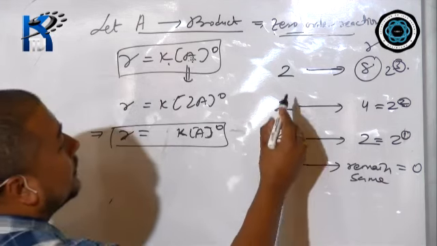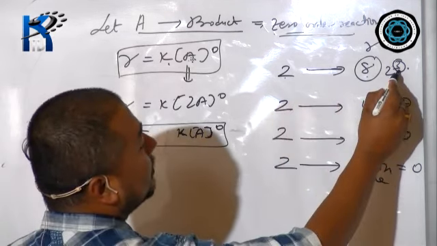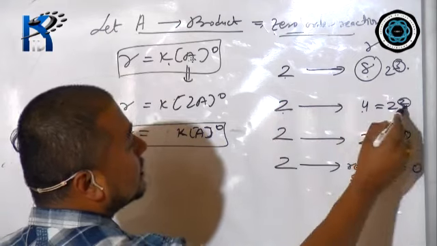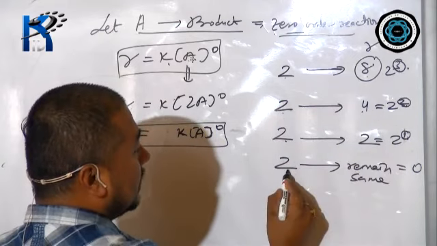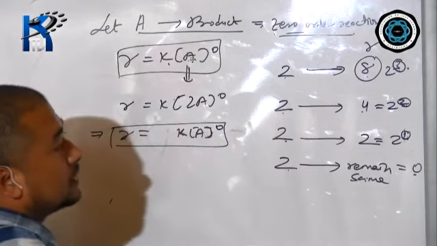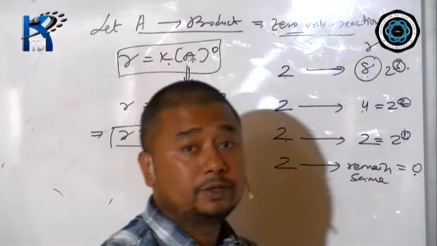Similarly, now look out here. If you see here on doubling, it becomes 8 times means power 3. 4 times means power 2. 2 times means power 1. No change means it is which order? 0 order reaction. That only I have explained to you here.